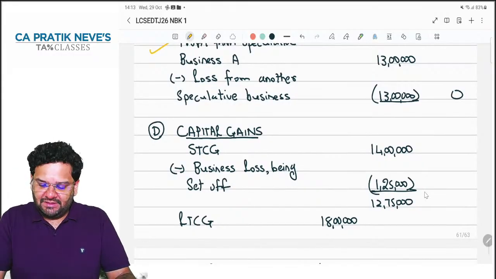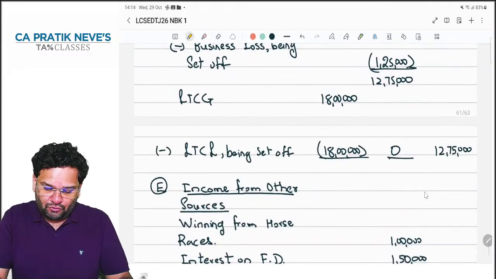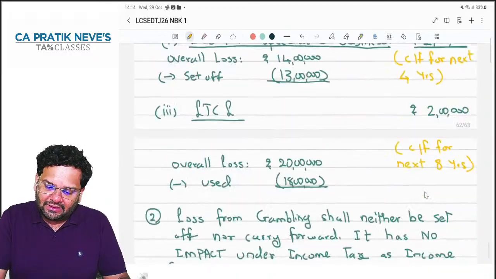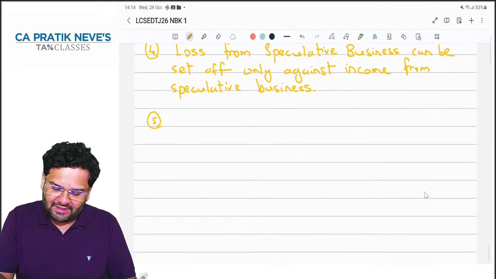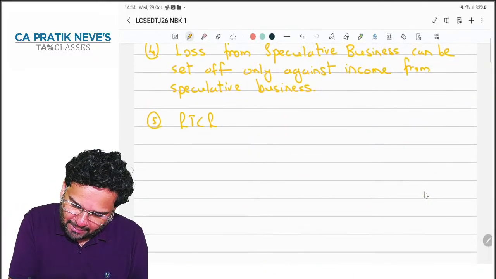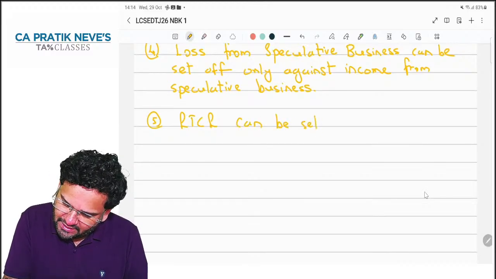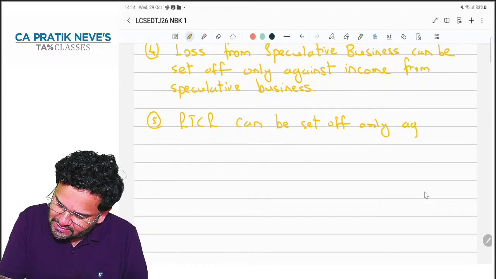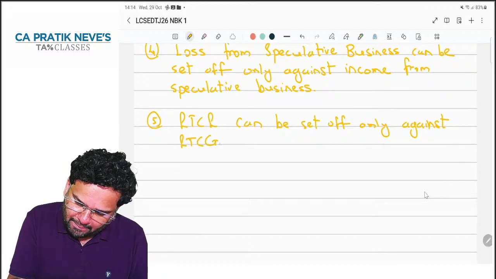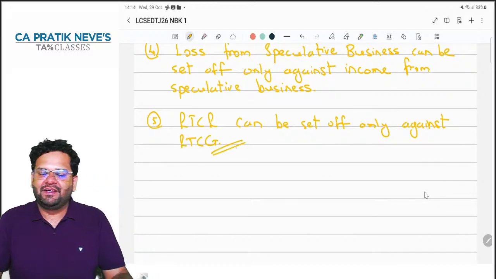CG is clear, that LTCL can be set off only against LTCG. Yes. Long-term capital loss can be set off only against long-term capital gains. Clear, friends?